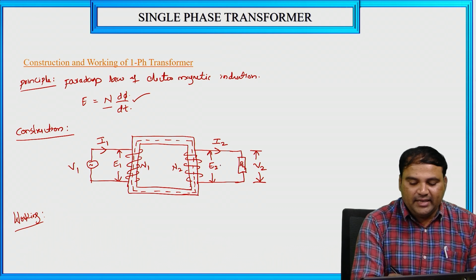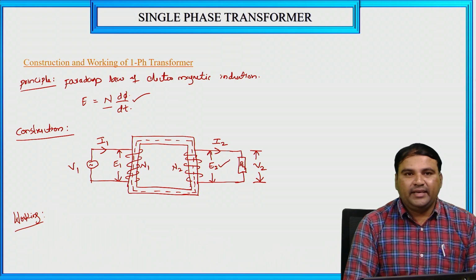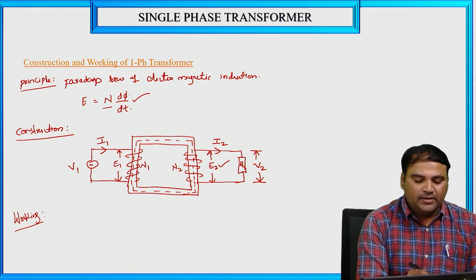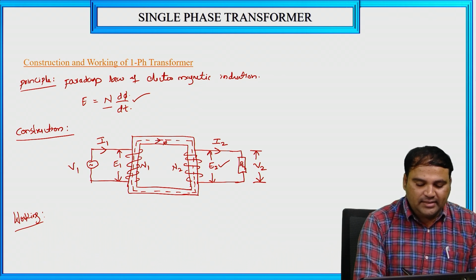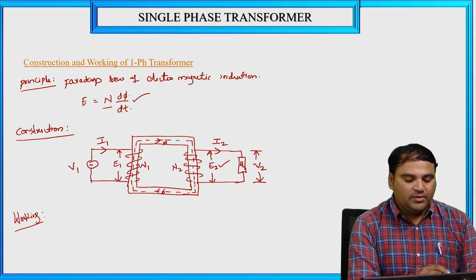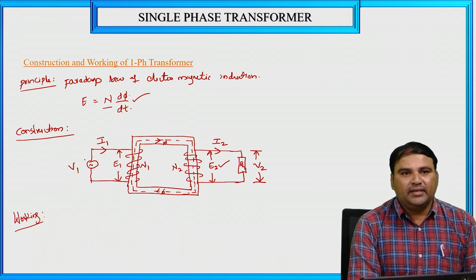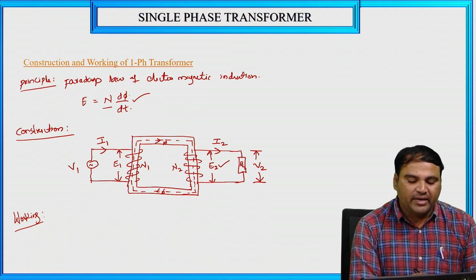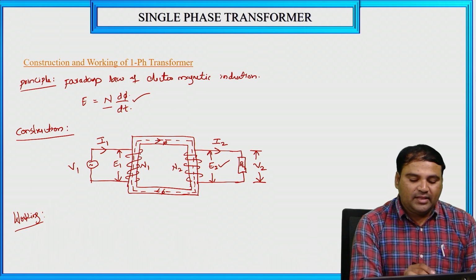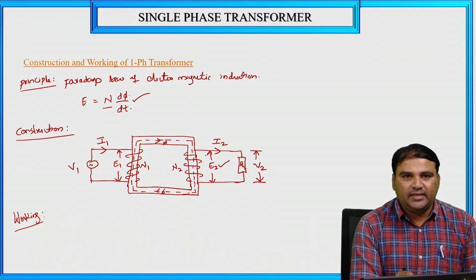In the secondary side, we'll get the EMF. Okay, so here the flux direction is like this. Here is the flux. So when we are giving the AC supply, the electrical current passes through the primary winding. If the current passes through this primary winding, some amount of flux will be induced. The same flux links with the secondary coil.